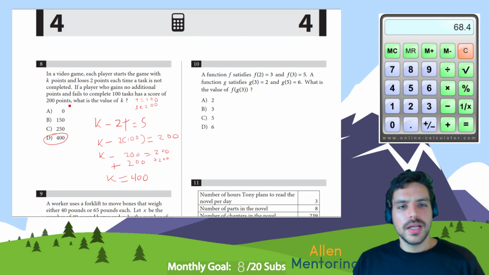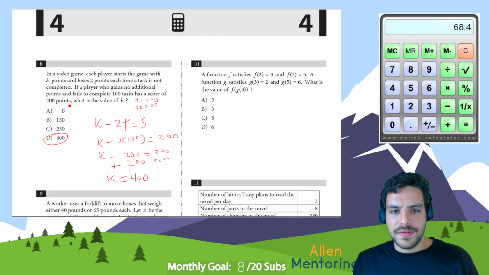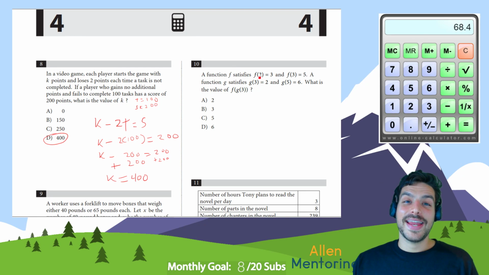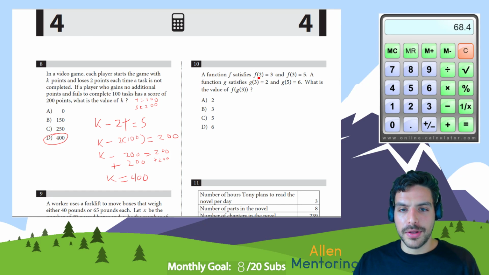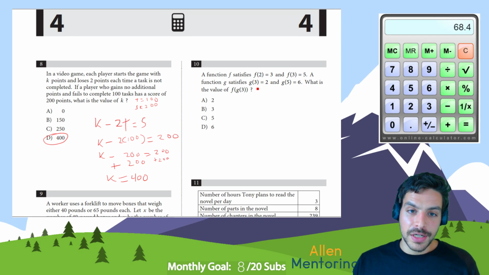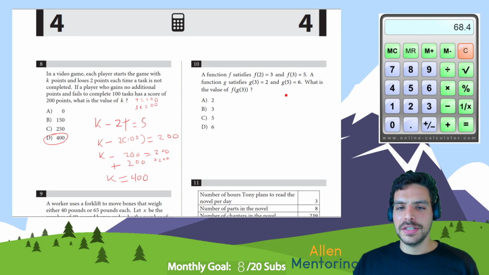Number 10. A function f satisfies f of 2 is equal to 3. And remember, this is not f times 2. This is f of 2. We're dealing with functions. So f of 2 is equal to 3, f of 3 is equal to 5, g of 3 is equal to 2, and g of 5 is equal to 6. So what is f of g of 3?